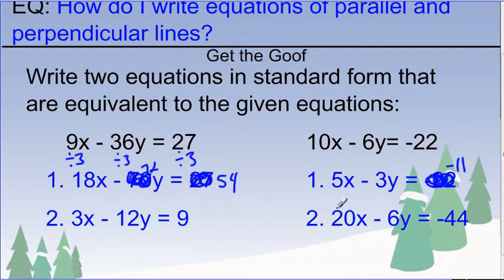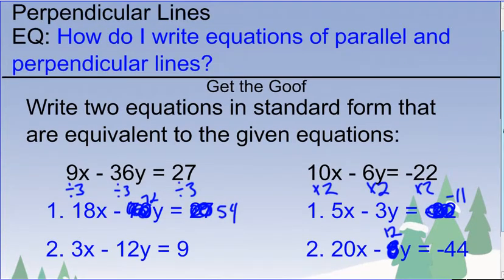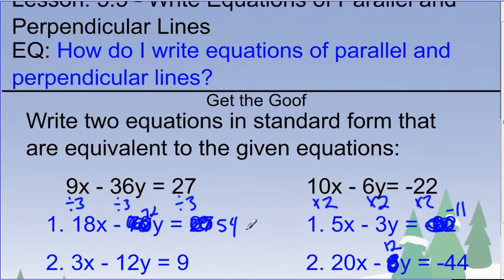And finally, this one here looks like they doubled. So times by 2 is 20. Times by 2 should be a 12. And times by 2 is negative 44. Okay? So these were practice writing equivalent equations in standard form.